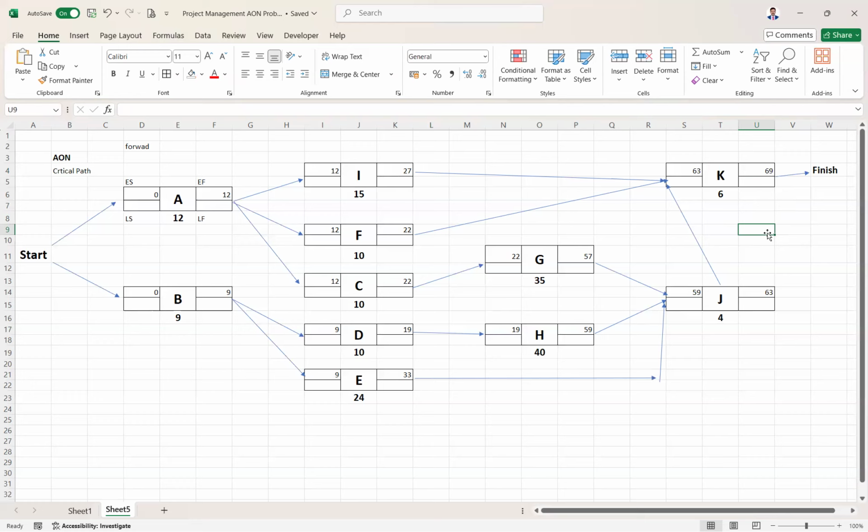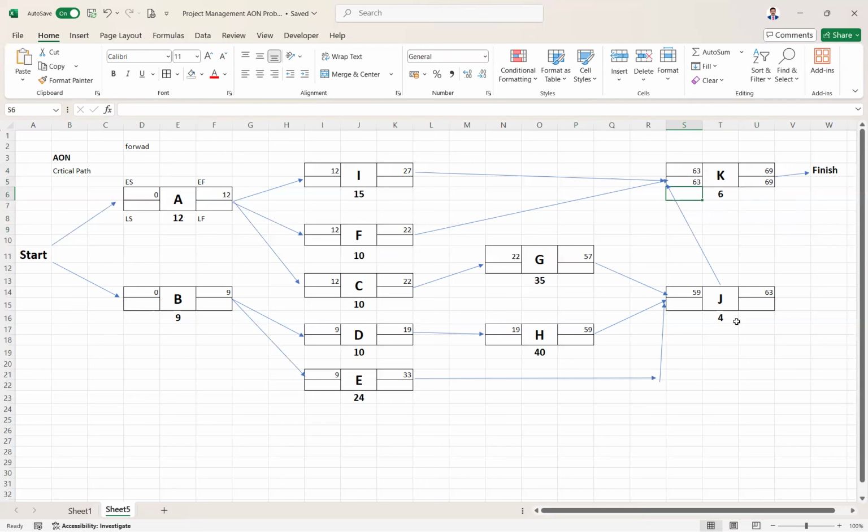Now we move backward. In the forward pass, when we were starting, the early start took 0. In the backward pass, the late finish will take 69, because that is the maximum time it can take, no more than that. Now, how much is the late start? Forward we took the plus, backward we'll do the minus. So 69 minus 6, 63.